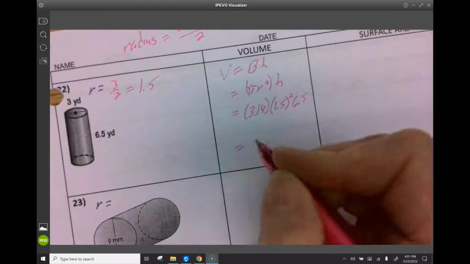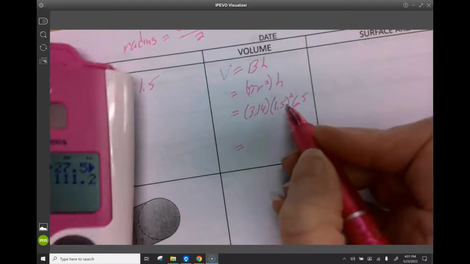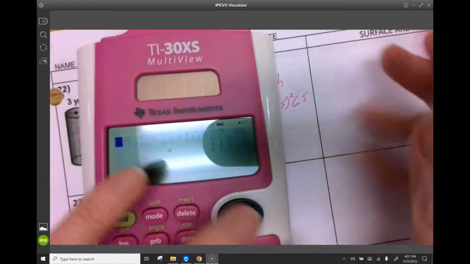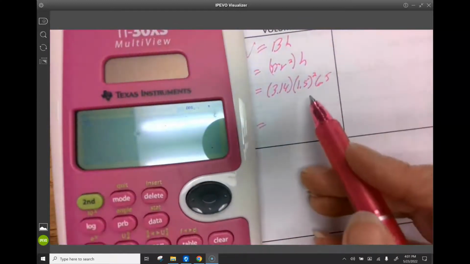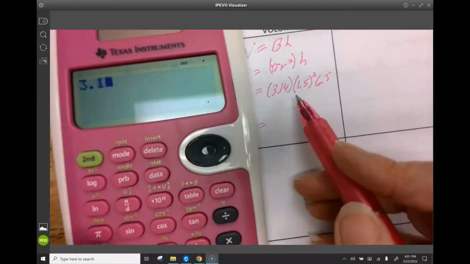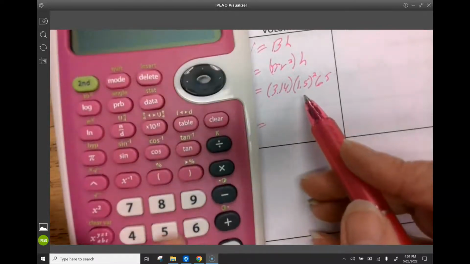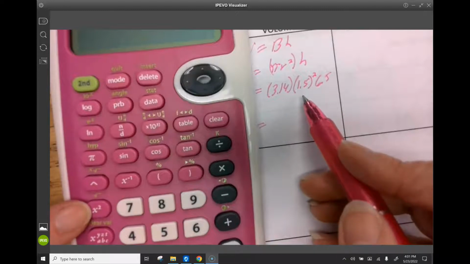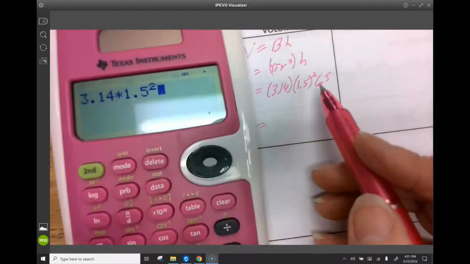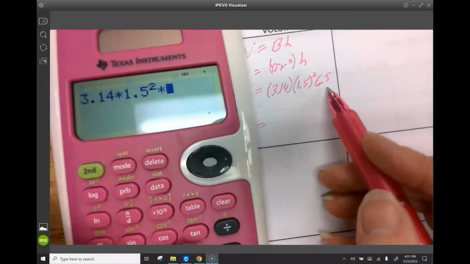Cylinders are usually some of the easier ones to do. You just have to remember to square this. So let me show you the keystrokes on this one. You're going to take 3.14 times 1.5 squared. Right there, see that squared? It's squared. Times 6.5.